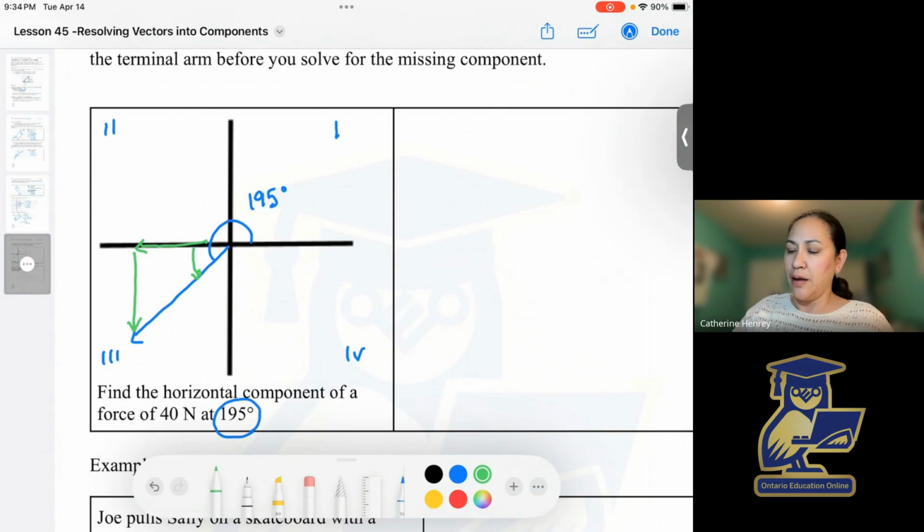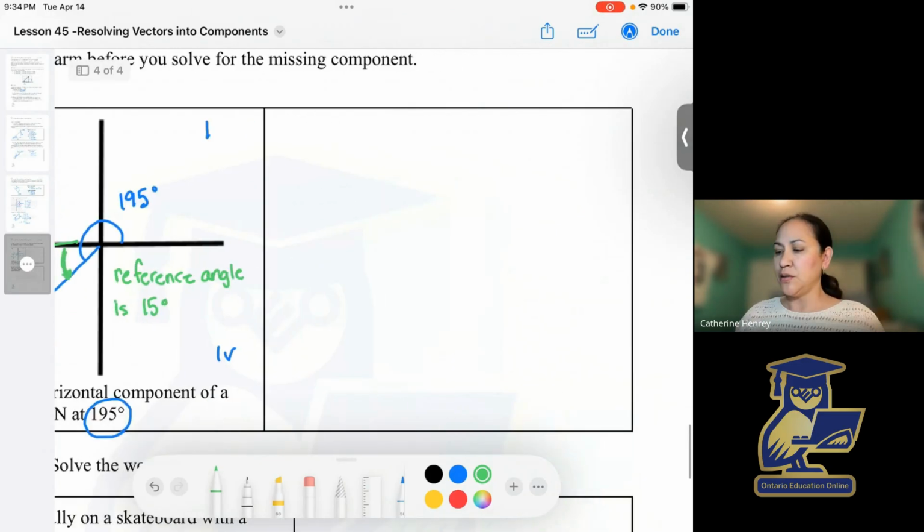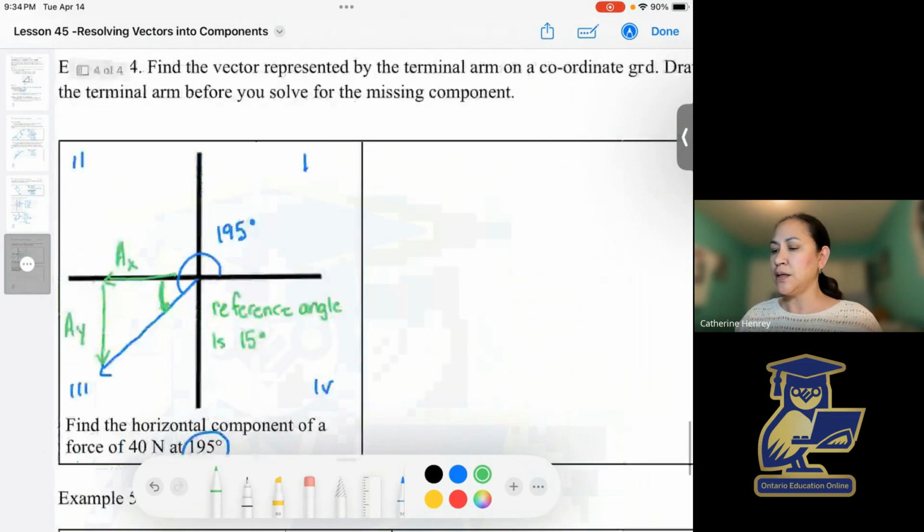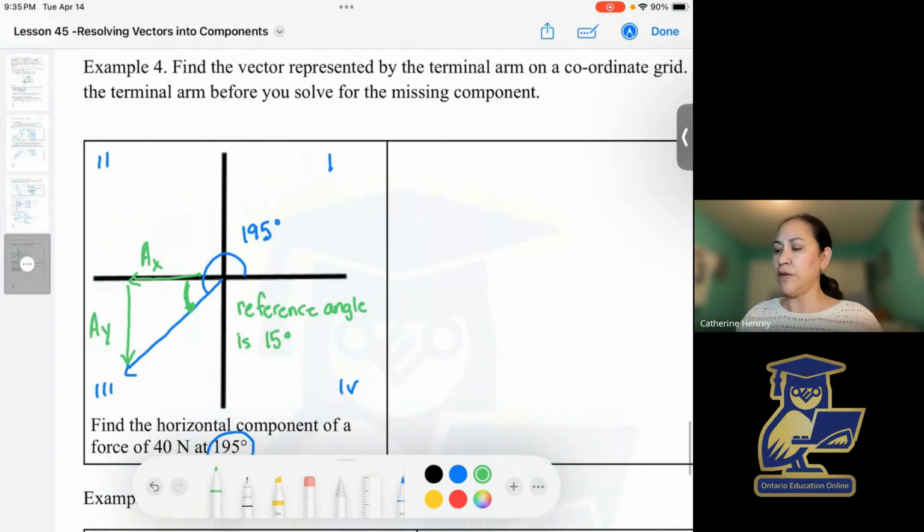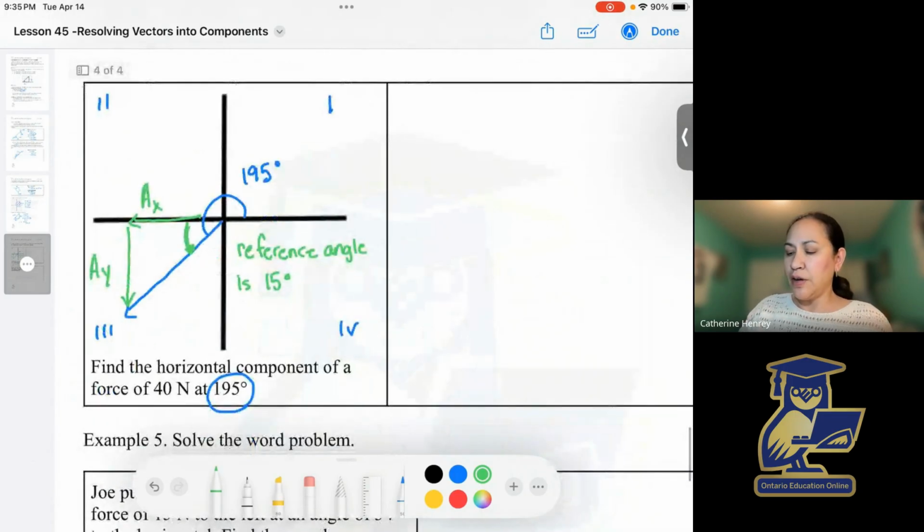So here I can start to draw my x and y components. So my y vertical component of my force and my horizontal component of my force, and this angle in here, the reference angle, with a little bit of subtraction, is 15 degrees. So let's go over. I want to find the vector's horizontal component.